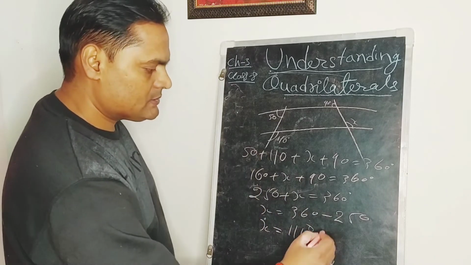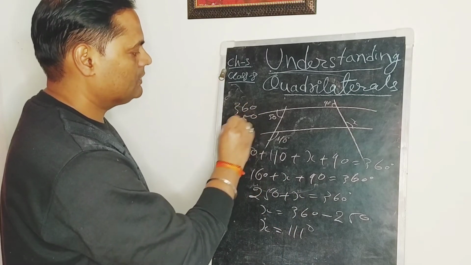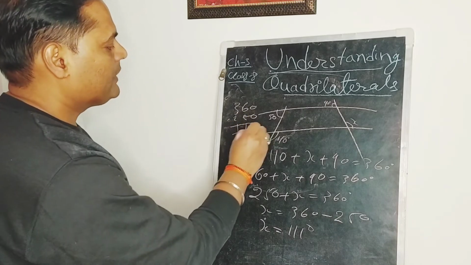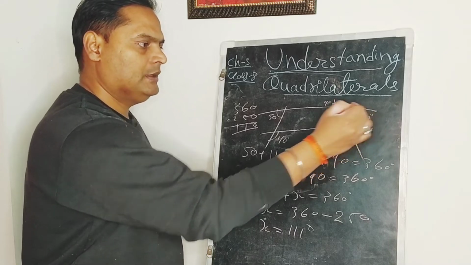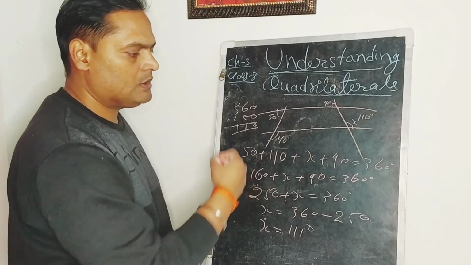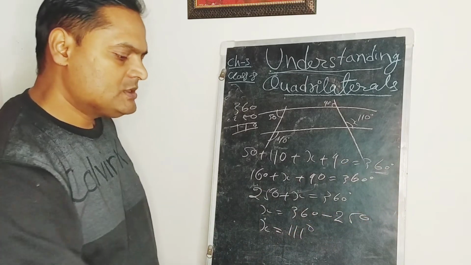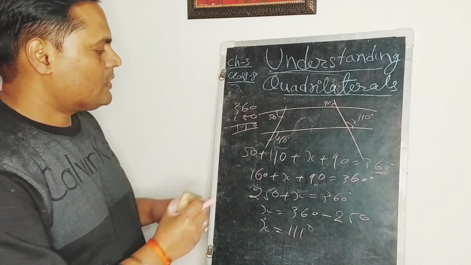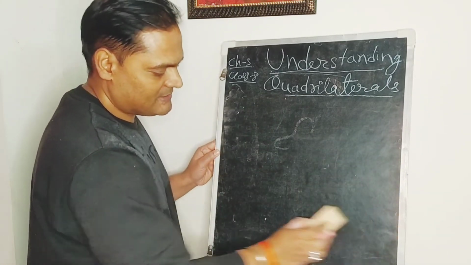You can also minus it out. 360 minus 250, subtract it, is 110. So this angle is 110. If you sum up all these things, we'll get the 360, which is the property of the sum of the measures of exterior angles of a polygon equals 360.